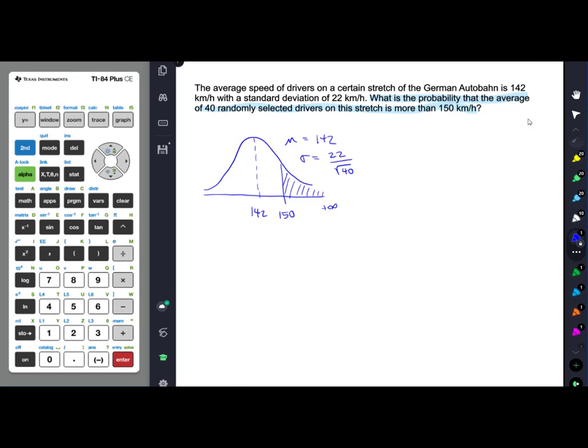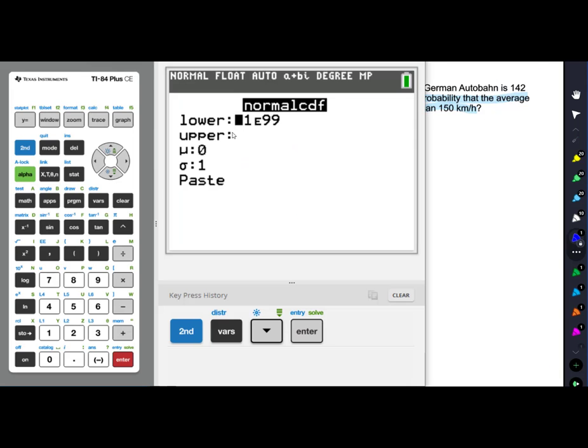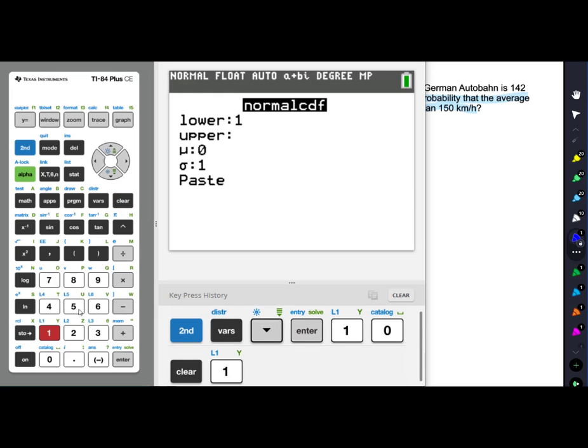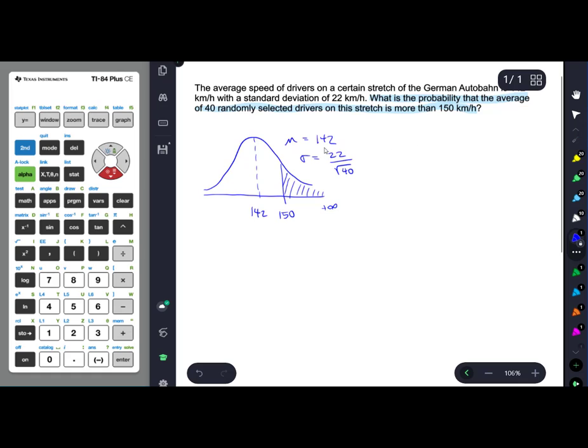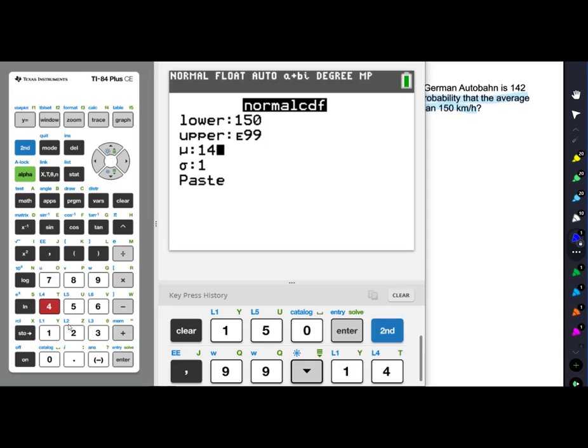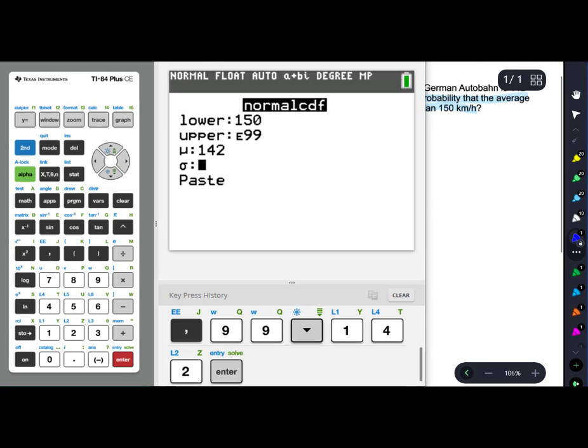So back to the calculator. The lower bound of that shaded region would be 150. And then the upper bound of that shaded region, I labeled it as positive infinity, but of course we'll use second, EE, and 99, which just means 1 times 10 to the 99th power, so a very large number. The mean, based off the given information, was 142 kilometers per hour. We'll leave that alone.